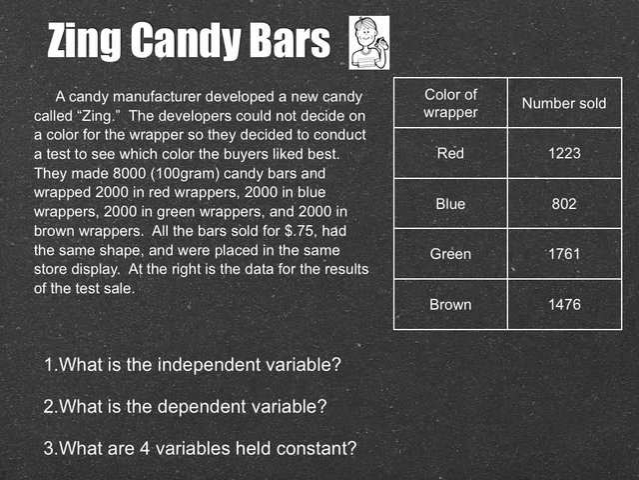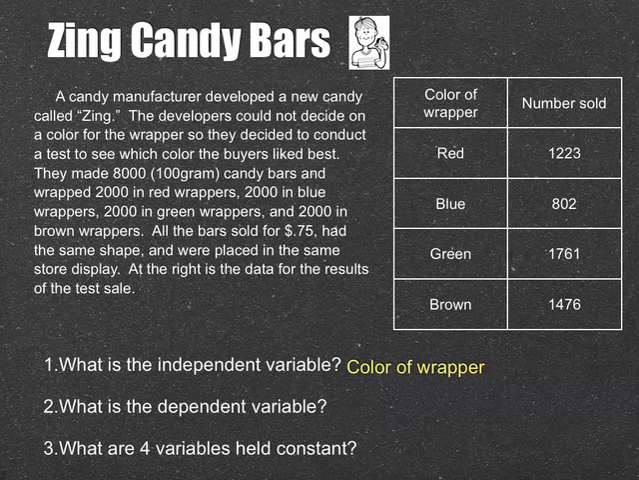Independent variable. Tom? The candy wrappers. What exactly about it? The color. Yes. The difference between the groups. The one thing that was different was the color of the wrapper. Okay. All right, so that was different in these groups. How about number 2?